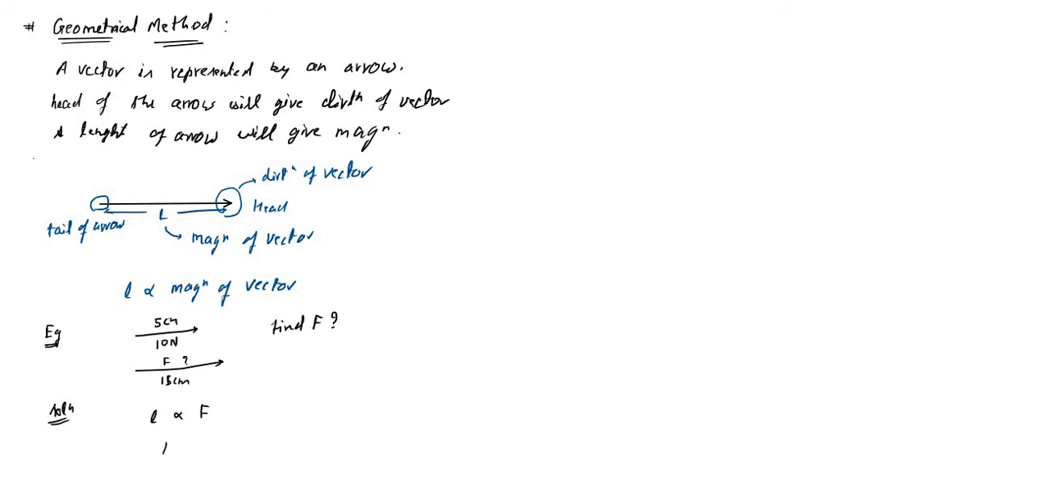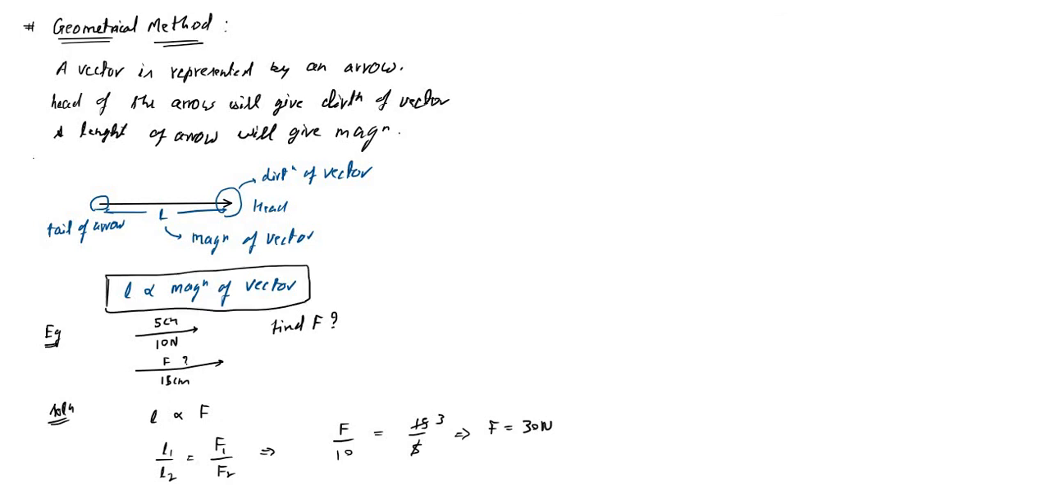So we can say that L1 by L2 is equal to F1 by F2. From here we can write F by 10 is equal to 15 by 5. Now 5 and 15 will get cancelled, so we will get 3. From here we will get F is equal to 30 Newton. So this 15 centimeter arrow will represent 30 Newton of force. That is, length of the arrow is directly proportional to magnitude of vector.